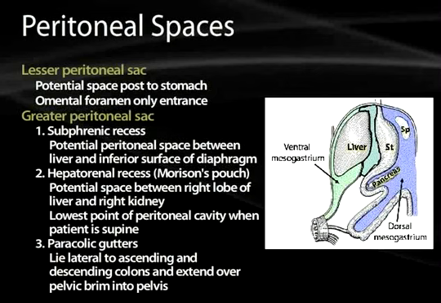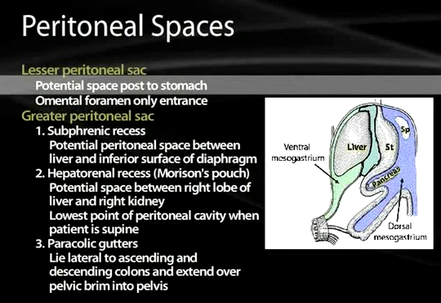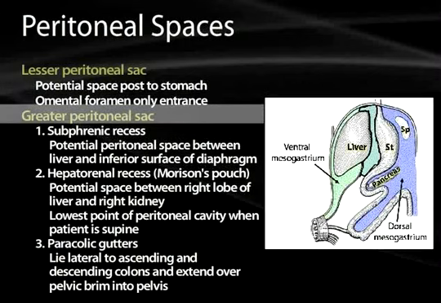In green and blue, you can see the ventral mesogastrium and dorsal mesogastrium respectively. The ventral mesogastrium in green will disappear except for that central portion between the stomach and the liver. That will become the roof of the lesser sac, the potential space behind the stomach, with the omental foramen as the only entrance into it. This is a potential area for the collection of infection and fluids that needs to be drained through that omental foramen.